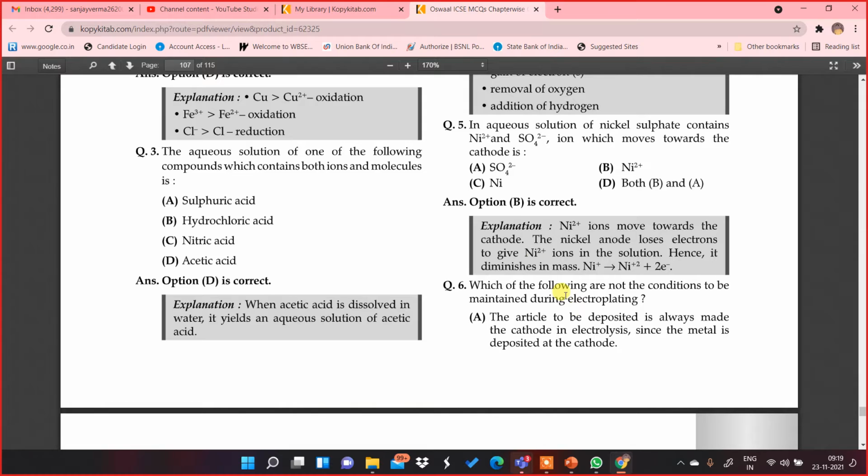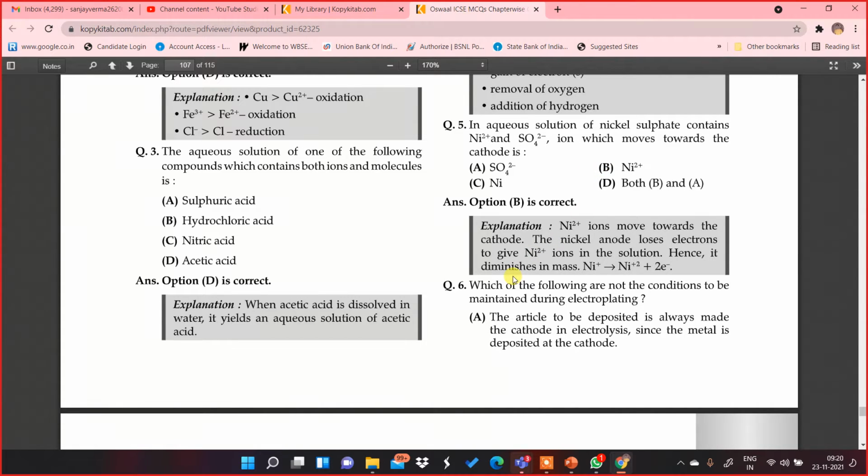Aqueous solution of nickel sulfate contains nickel ions and sulfate ions. Which moves towards the cathode? Cations go to the cathode, no? So which is the cation over here? Option B. Option B, cation. Only the cation will go to the cathode. Remember this mnemonic: cations go to the cathode, anions go to the anode. Okay, that is what you have to remember.